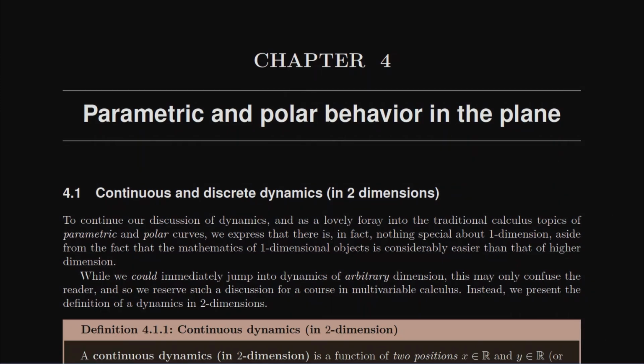Moving on to the next chapter, looking at parametric and polar behavior in the plane. By the plane, really what I'm saying is two-dimensional. And maybe if you don't know the word parametric, we'll discover it eventually. Polar we did already see in this course.